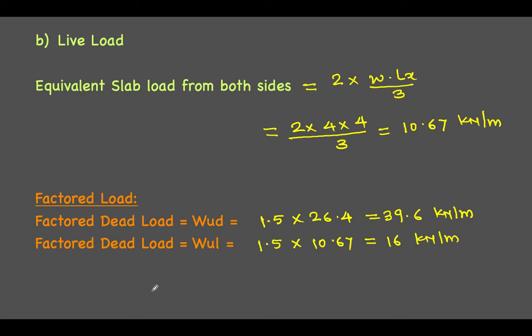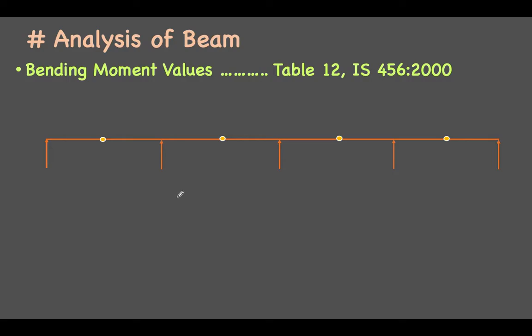Live load, we have calculated equivalent slab load from both the sides, and we will be getting factored load. Now once we have identified dead load and live load, that is factored dead load and factored live load, this is factored live load, we now have to do analysis of beam.